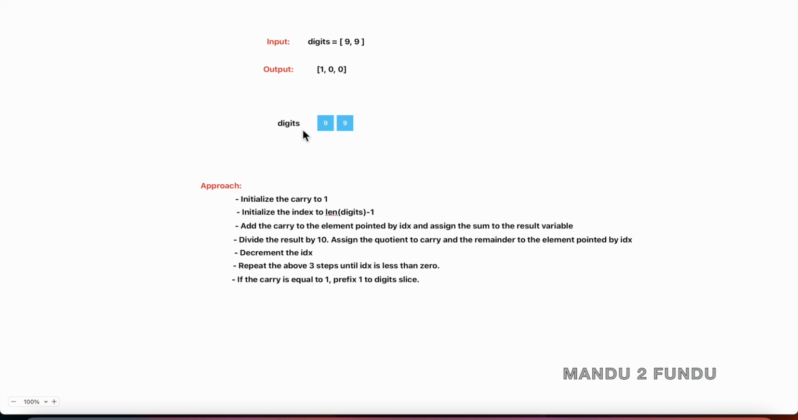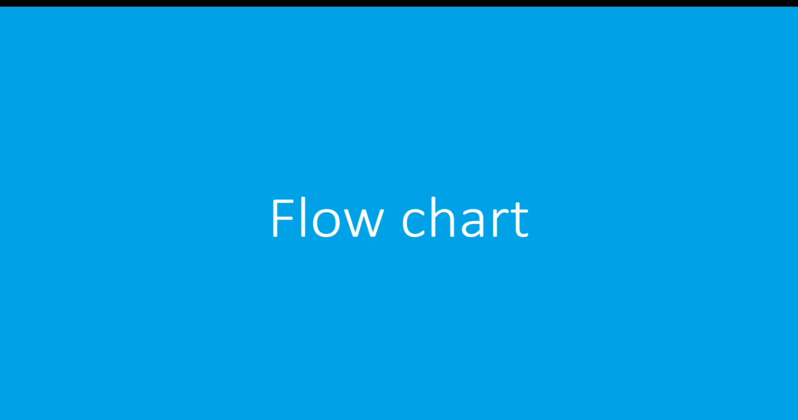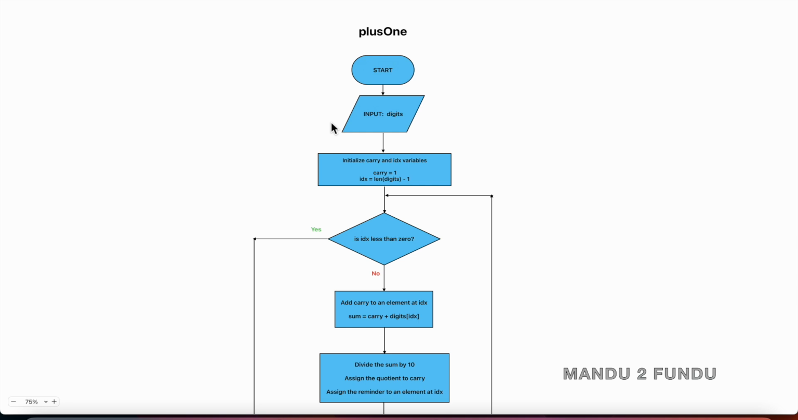After we come out of the loop, we check whether the carry is 1. If so, we prefix the 1 to that array and return the final output. So if the carry is equal to 1, we prefix 1 to the digit slice, whatever we have, and return. Let's look at the flowchart. Input for this procedure is the digits array. First we initialize the carry variable to 1 and the index to point to the last digit of the input array.